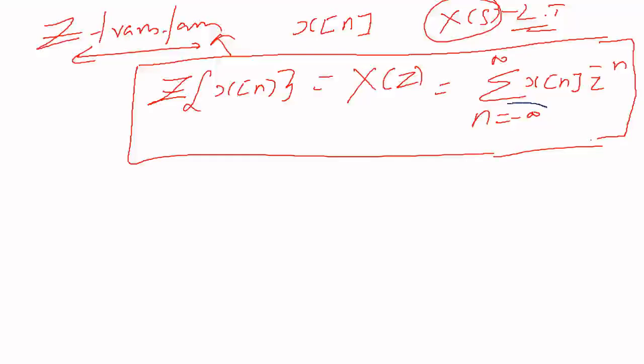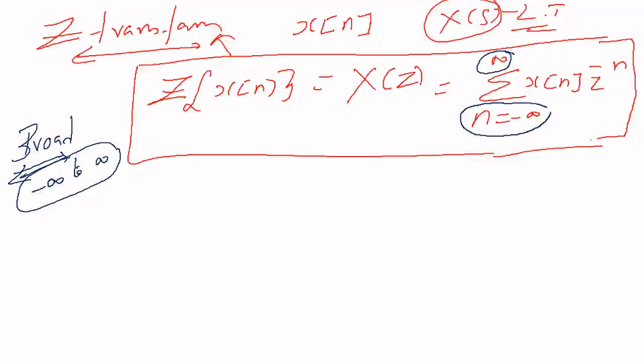If the summation starts from n equal to minus infinity to infinity, that means we are talking about a broad range of spectrum, which starts from minus infinity to infinity. So this kind of Z transform, we will be calling it two-sided: negative side, positive side.